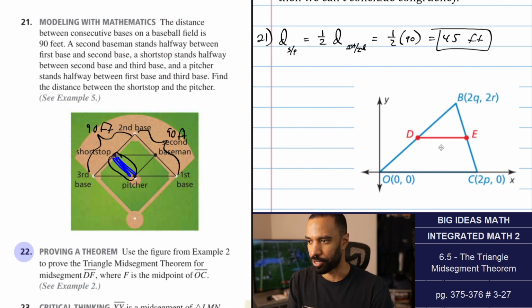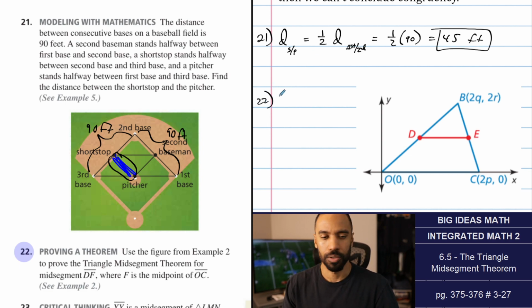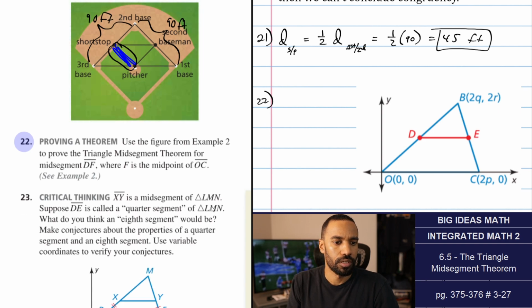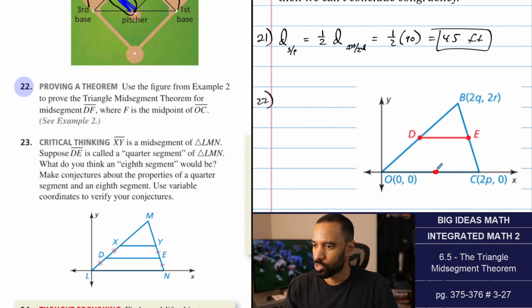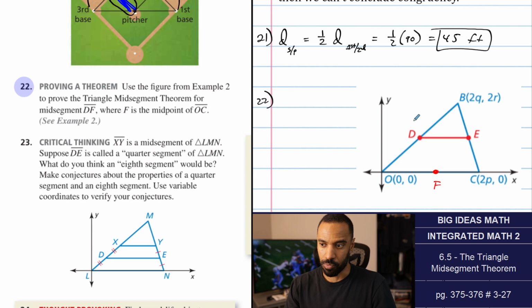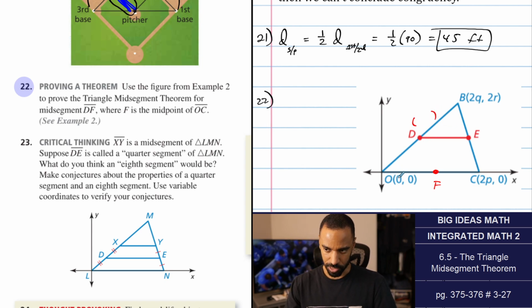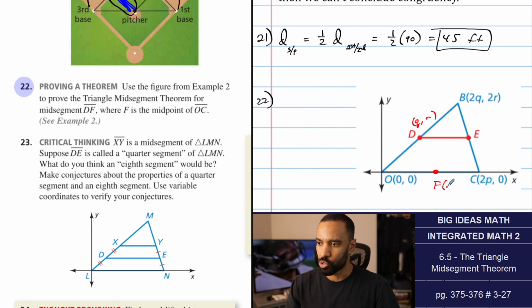DF, I guess F is down here. All right, let's see. Example 2. Okay, use the figure from there to prove it for DF. F is the midpoint of segment OC. Okay, here we go. So F is going to be this guy. Now the ordered pair of F would be, now D we can also find out as well, right? It's going to be half these distances. Halfway between 0 and 2Q is Q. Halfway between 0 and 2R is R. We want to do it for midsegment DF. And for F, halfway between 0 and 2P is P, and halfway between 0 and 0 is 0. So we know those right there.